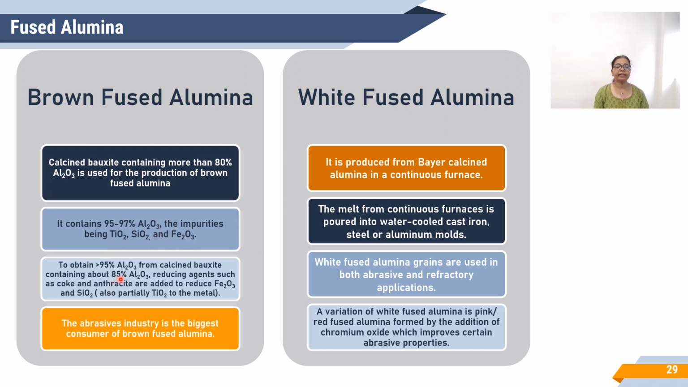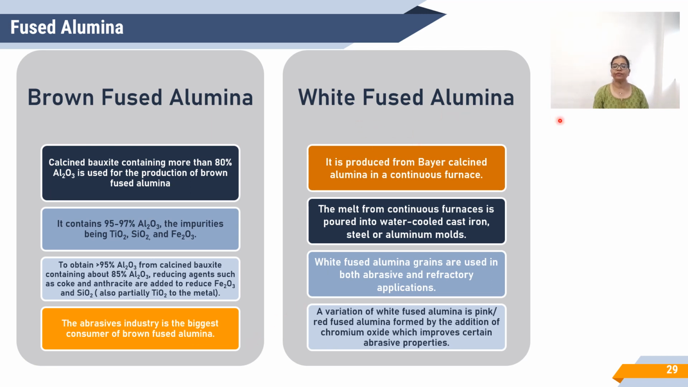To obtain greater than 95% Al2O3 from calcined bauxite containing about 85% alumina, reducing agents such as coke and anthracite are added to reduce Fe2O3 and silica and partially TiO2 to the metal. The abrasive industry is the biggest consumer of brown fused alumina.